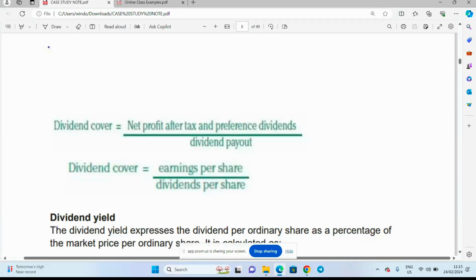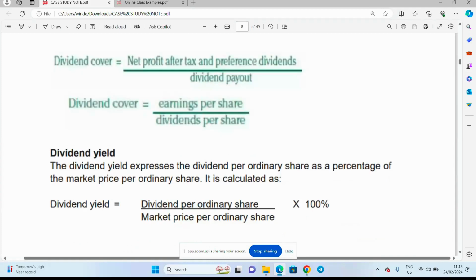Net profit after tax and preferred dividend divided by dividend payout. You pay a certain dividend payout, how many times were you able to cover it? You understand? So your dividend cover will be in form of times. If for the period it is, maybe, 600 divided by 100, that's 6 times. That's how you were able to cover your dividend for that period.